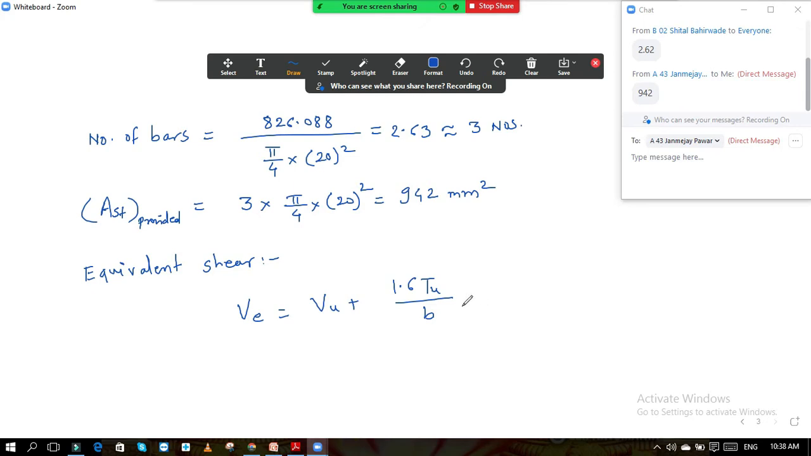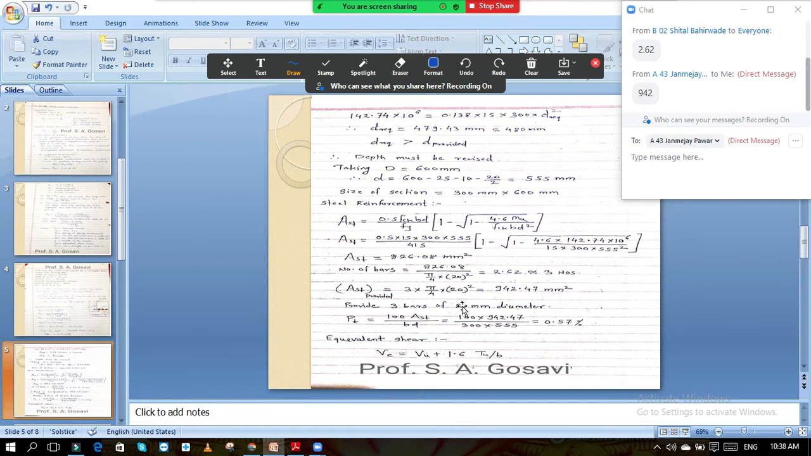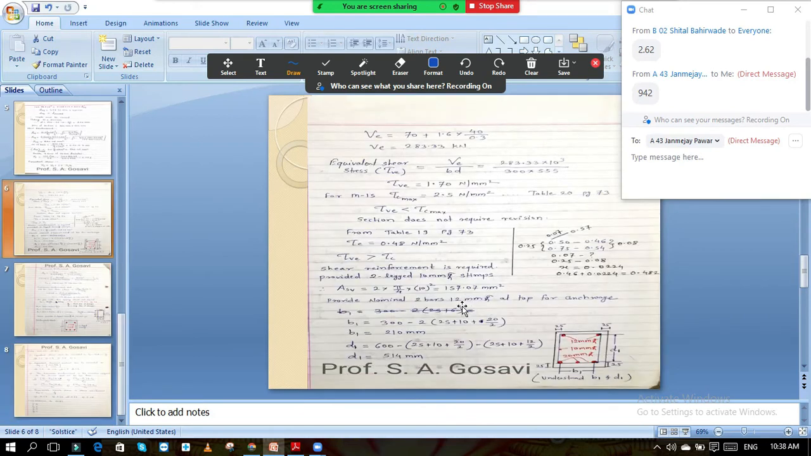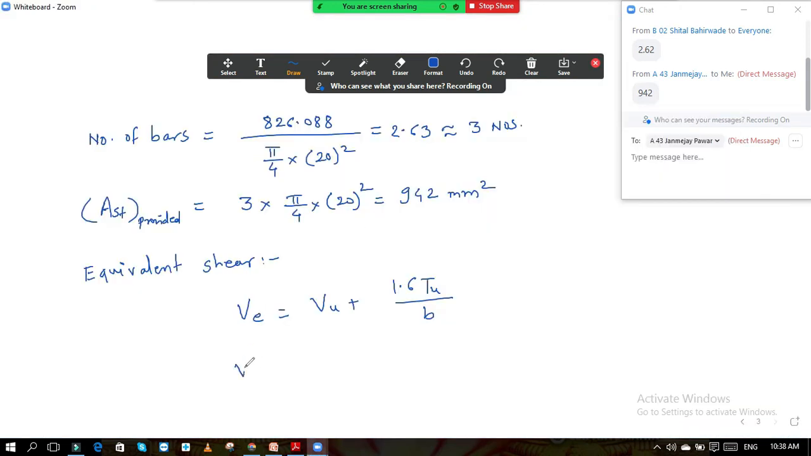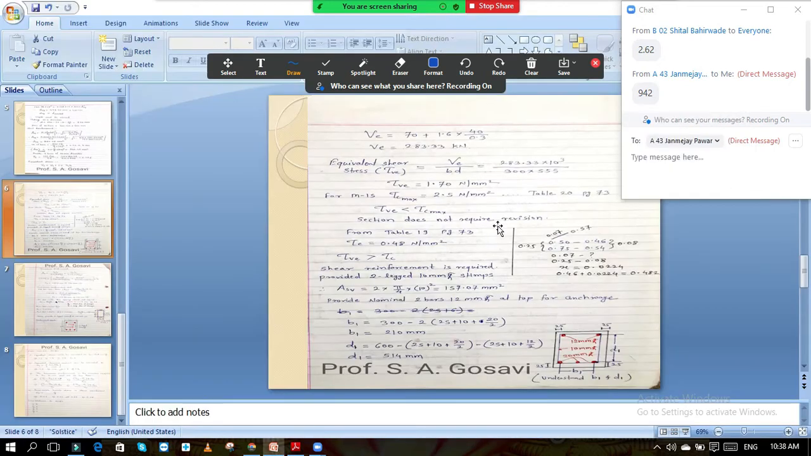So if you refer to that, you will get this formula. Now put all the values and we will get the equivalent shear. VE is equal to VU, the value of VU is 70 kilonewton, given to us, plus 1.6 is the constant into TU. The value of TU is 40 kilonewton meter, and B is the width of the section, 0.3. If you solve this you will get the value of equivalent shear. Let me know the answer for the equivalent shear.